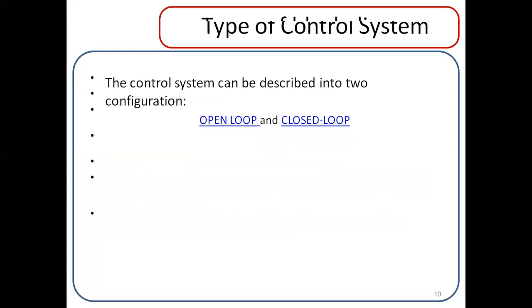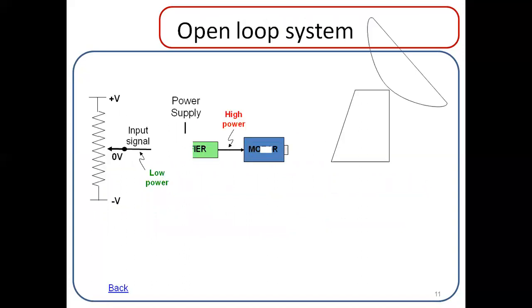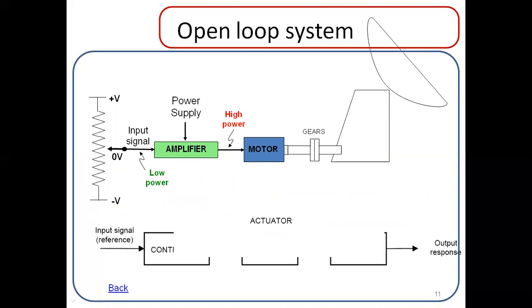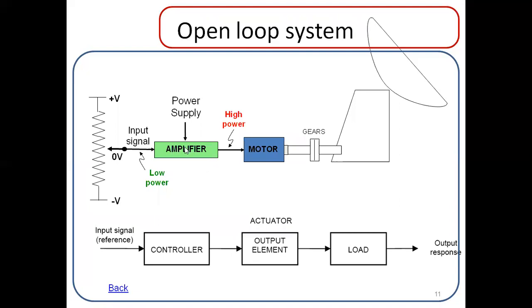So the control systems are basically open loop and closed loop. Open loop system. Here with respect to an actuator condition, the actuator is nothing but the motor. So with this, we'll have a glance at the block diagram and an example over here.